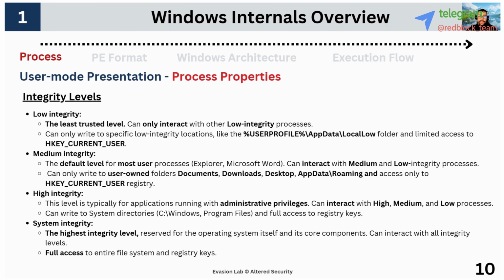Now the next thing is the integrity level, and we have 4 integrity levels: the low integrity, the medium integrity, the high integrity, and the system integrity. The low integrity is the least trusted level used for applications handling untrusted content like web browsers. It can only interact with other low integrity processes, ensuring isolation from more sensitive applications.